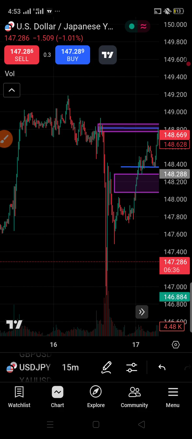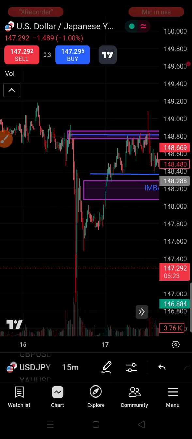Remember that this other new imbalance that was created by the market must always come to close it. We don't know when, but we know that it must always come to close it. Okay, and so the market did as it should. Remember that patience is also part of the game.